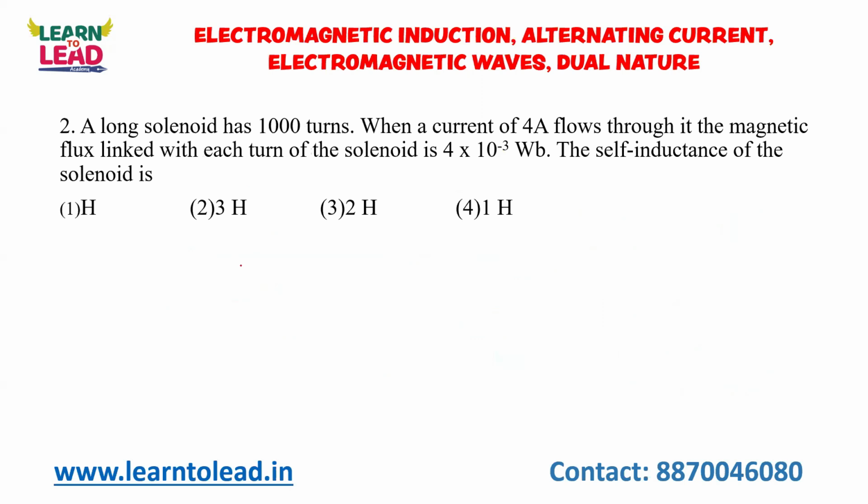Next, a long solenoid has 1000 turns. Number of turns is 1000. When a current of 4 amps flows through it, the magnetic flux linked with each turn of the solenoid is given. Find the self-inductance of the solenoid. Magnetic flux is equal to L into I. Now, the total magnetic flux is equal to number of turns into flux per turn.